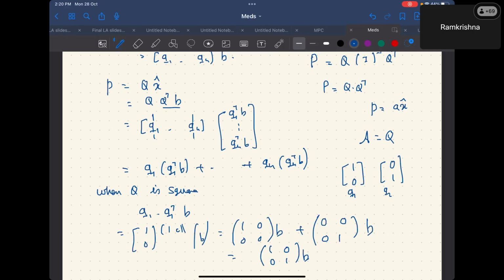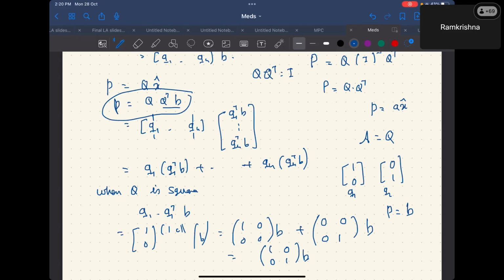Okay, what happens in this case is that P will simply be equal to B, because when the matrix is square, Q Q transpose is also the identity.